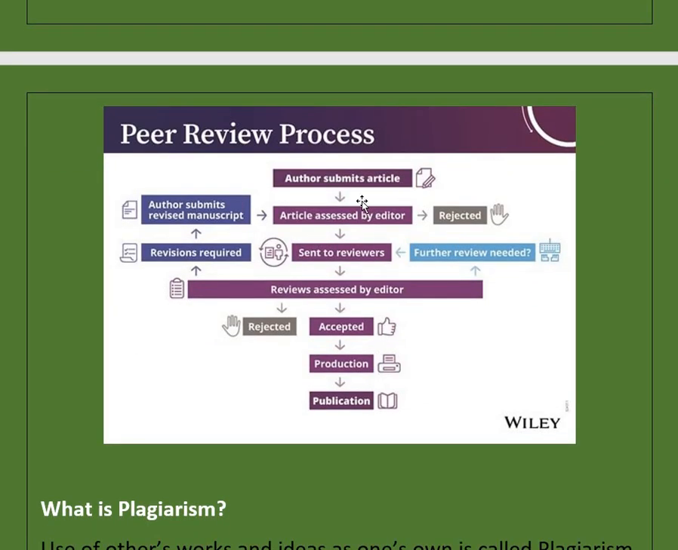See, in this diagram you can see the peer reviewing process. The author submits the article, it is assessed by the editor, then it is sent to the reviewers, and the reviews are assessed by the editor. Then sometimes it will be rejected; if it is accepted it will go into production and be published. So sometimes the editor himself can reject it, sometimes reviewers will reject it. So this is a diagram showing the peer reviewing process.